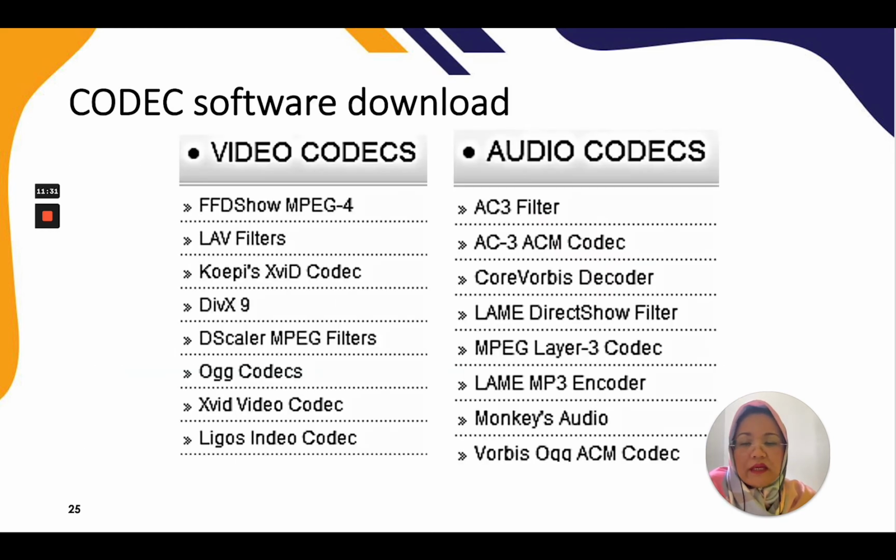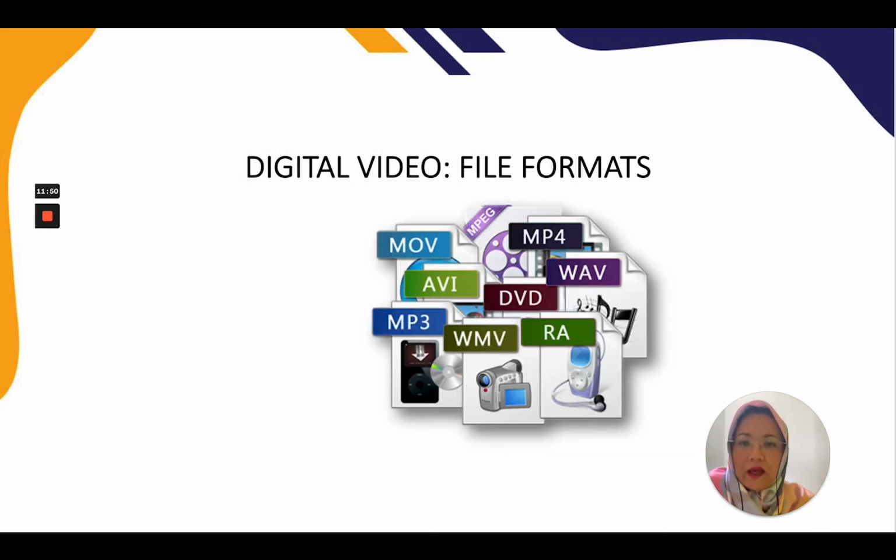And if you go to the internet, in Google, you can just search for codec software. You can download it for free. Some are free, some you have to pay. So we have examples of video codecs here. Those are the names. Audio codecs are also there, and these days there are even more. Okay, have a look. And then we talk about file formats.